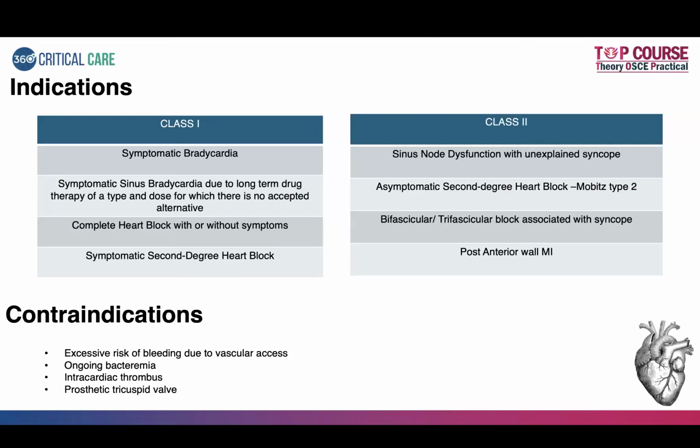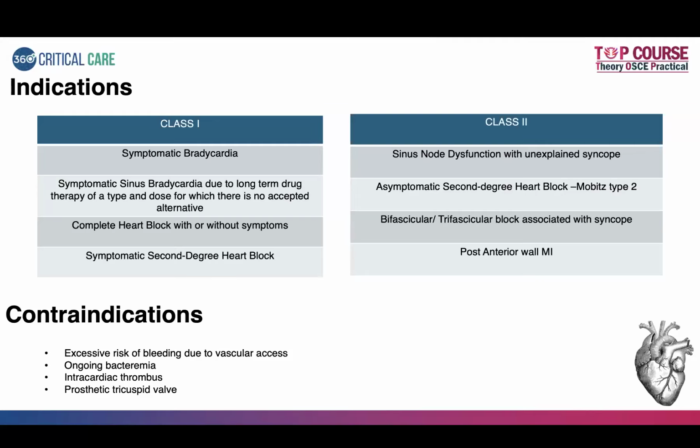Whereas class 2 indications are sinus node dysfunction with unexplained syncope, asymptomatic second-degree Mobitz 2 block, trifascicular or bifascicular block with syncope, or post-anterior wall MI.